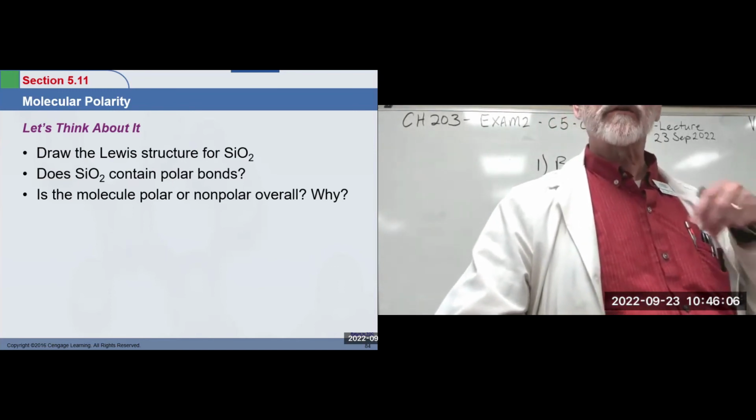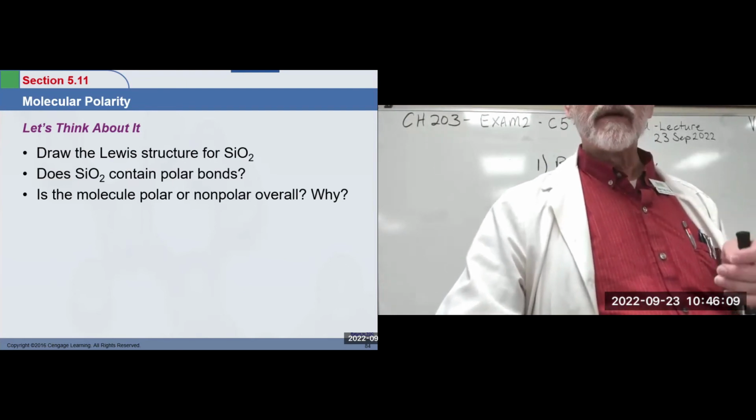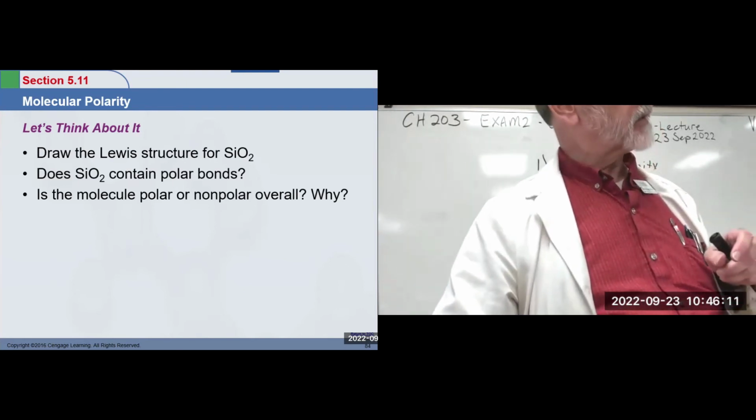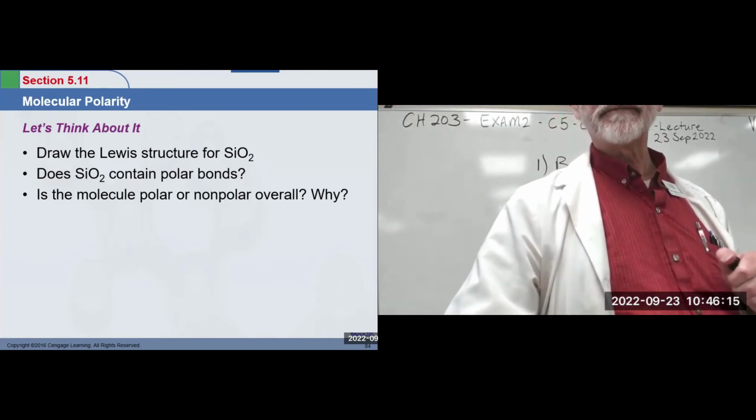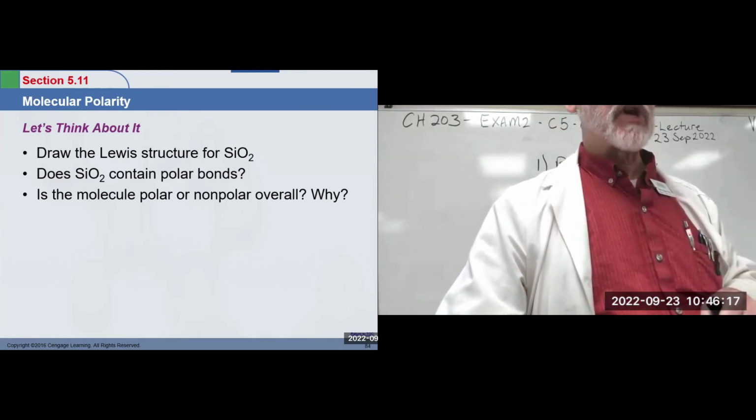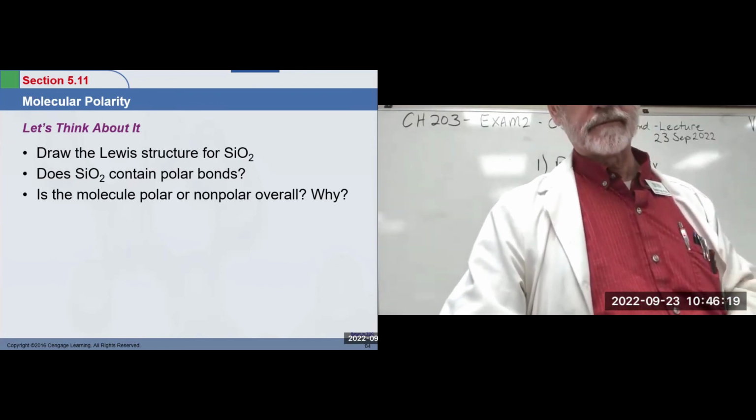Draw the Lewis dot structure, determine the geometry, then say, are the bonds polar? Silicon and oxygen? Yeah, they're polar, polar toward oxygen. And say, all right, what does the geometry say about overall?